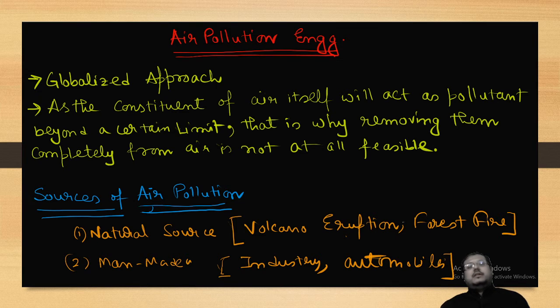Now, there are different sources of air pollutant: natural source and man-made source. Natural source examples are volcano eruption and forest fire. In volcano eruption, a huge amount of sulfur oxide gases will be evolved. In forest fire, a huge amount of hydrocarbons get burned, so carbon dioxide gases will be huge. Man-made source will be any kind of industrial source and automobile source.